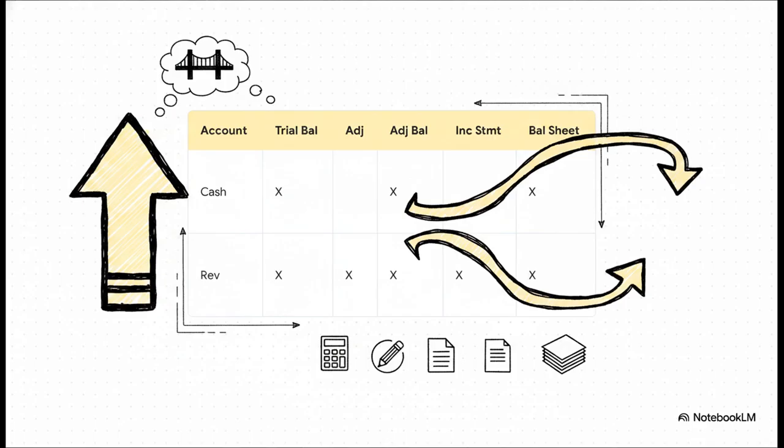You just start over on the left with your unadjusted trial balance. Then you pencil in your adjustments. You calculate your adjusted trial balance right there in the middle. And finally, you simply slide those numbers over into either the income statement columns or the balance sheet columns. It perfectly mimics that whole mail sorting process we talked about earlier on the bridge.